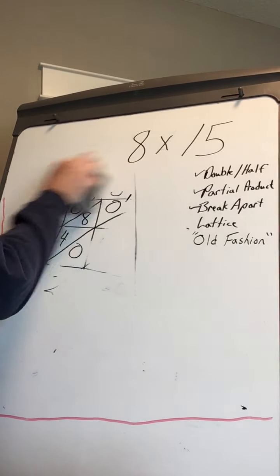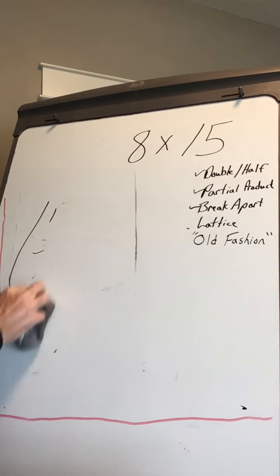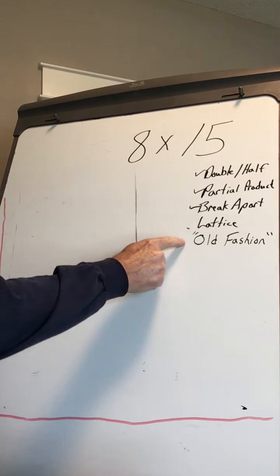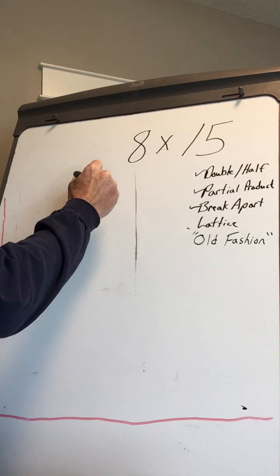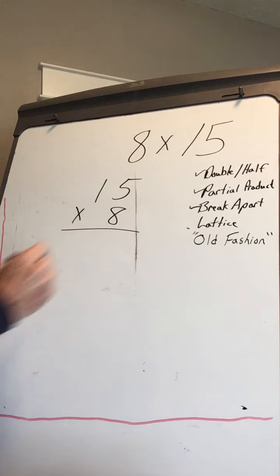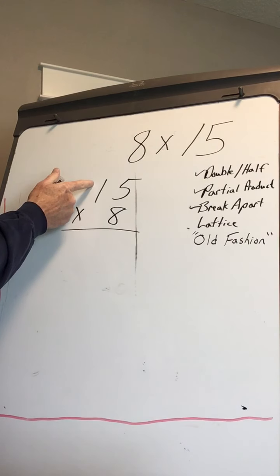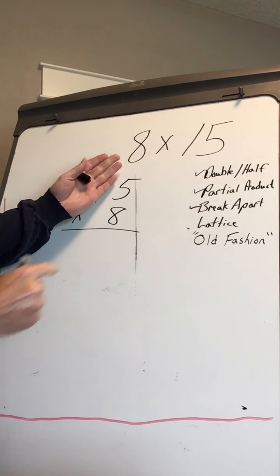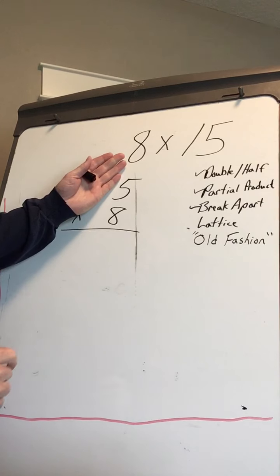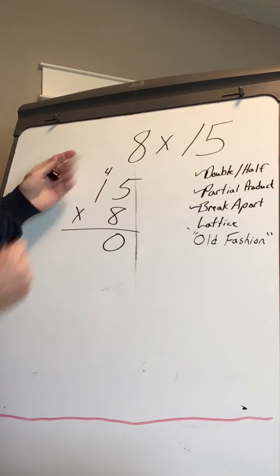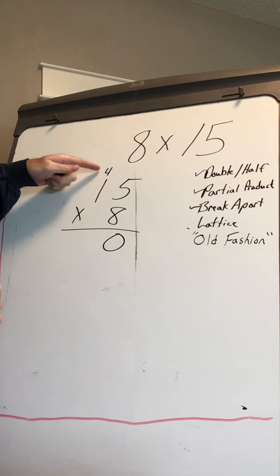Okay, drawing the box is the hardest thing. Once you develop an understanding of the box and the diagonals from upper right to lower left, lattice is fun and really easy. And those of you that don't know the old-fashioned way, it's simple to write a problem just the way it's written. I always start with the bigger factor on top and the smaller factor on the bottom, and I'm simply taking 5 times 8 right there, and I know that is 40. I carry the 4. 8 times 1 is 8 plus the 4.